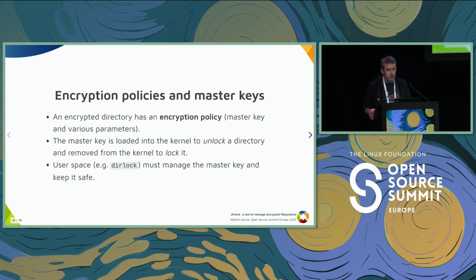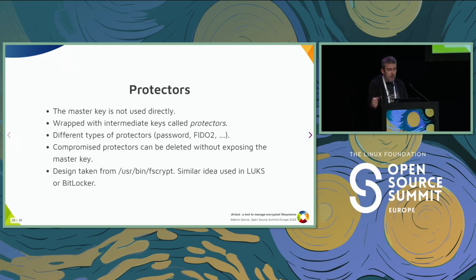You have to keep the master encryption key safe. What we do is we don't use the master key directly. We protect it with an intermediate key called a protector. And there are different types of protectors. We have a password protector for normal passwords. There's FIDO2, and there are others. This offers more flexibility, as we're going to show in some examples, but it also has the benefit that if a protector is compromised because a password is lost or something, it can be deleted without exposing the master key and without having to re-encrypt all the data.